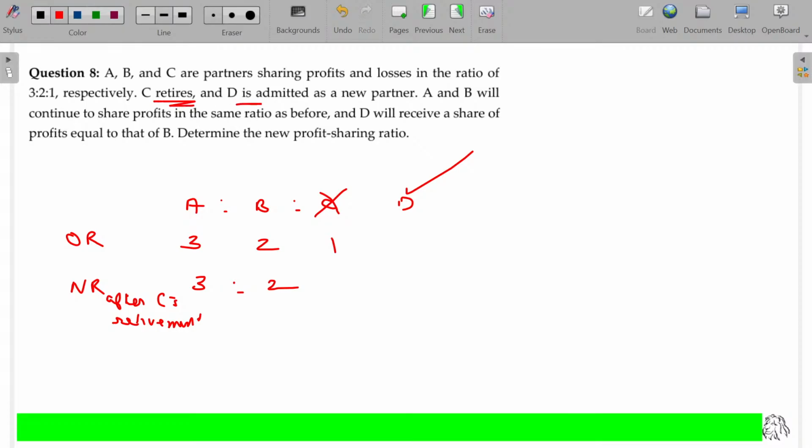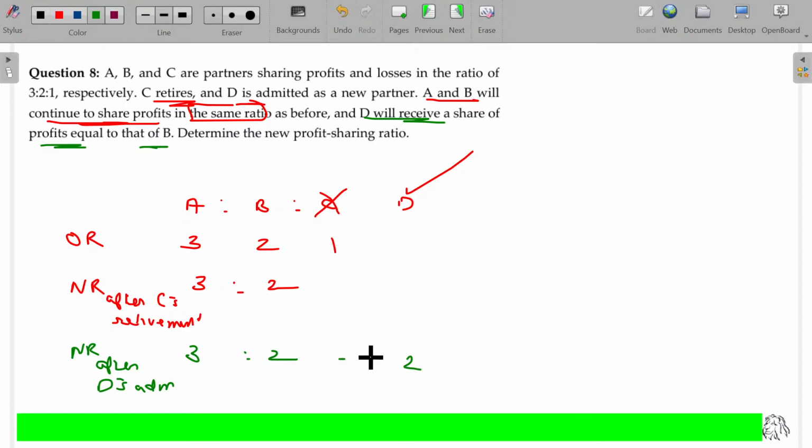After C retires, D is admitted. A and B will continue to share profits in the same ratio as before. So before, A and B shared the ratio of 3:2. After C leaves, they will continue the same 3:2. D will receive a share of profit equal to B. So the new ratio after D's admission: 3, 2, and D will get equivalent to B. Then the new ratio is 3:2:2.